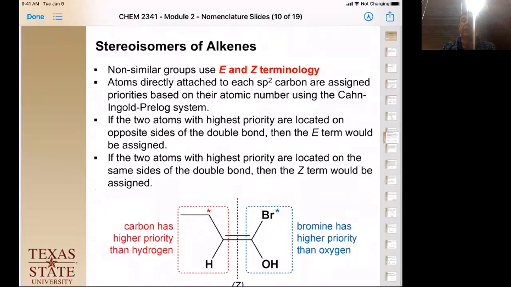In the E and Z terminology, we look for the atoms bonded directly to the sp2 carbons and assign priority on each side of the double bond.